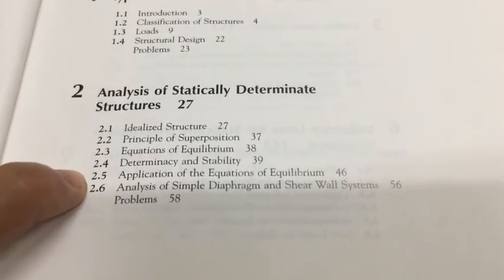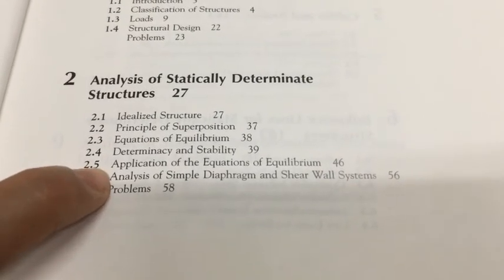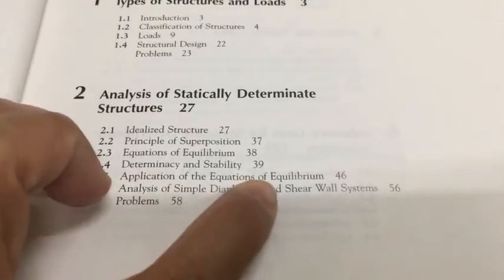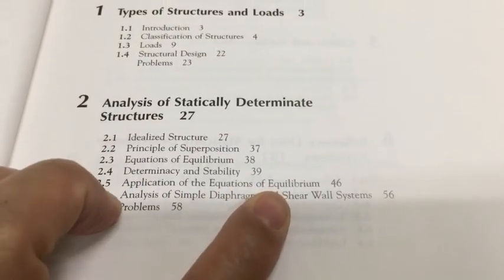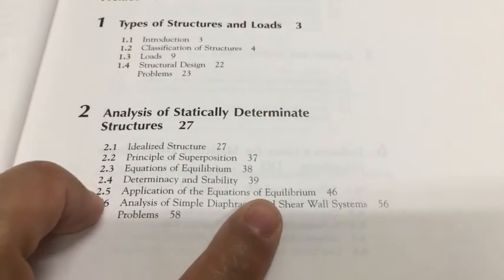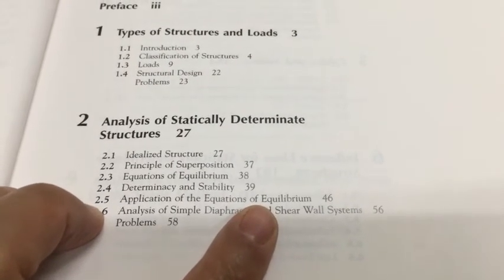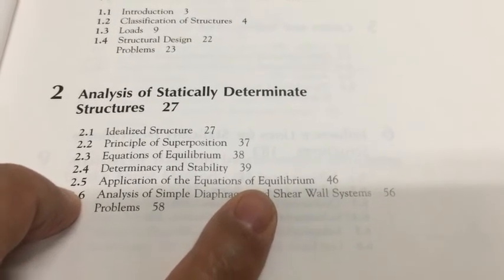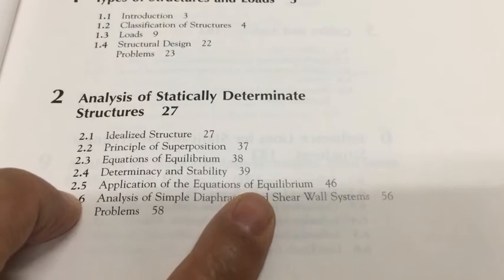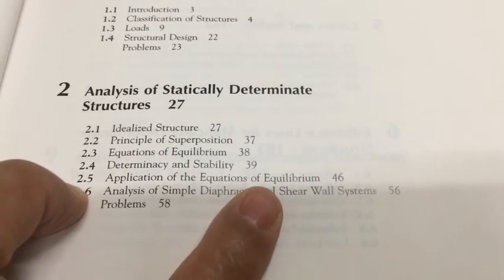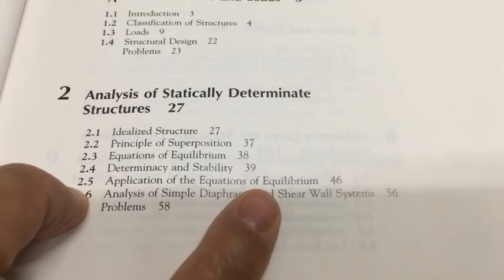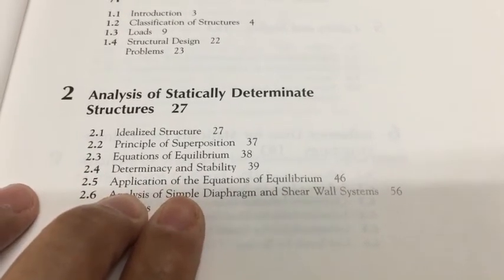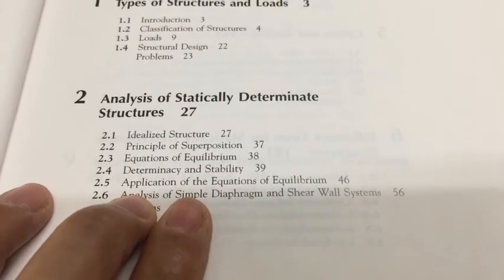And then we come to 2.5, the application of the equation of equilibrium. We're going to use the knowledge of 2.3 to apply in 2.5. In 2.5, you did a lot of calculation on this in statics already. We draw the free body diagram of the structure. We apply the equation of equilibrium, and then you get the reaction of the structure, for example.